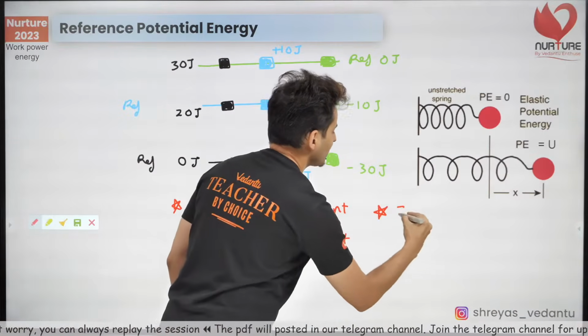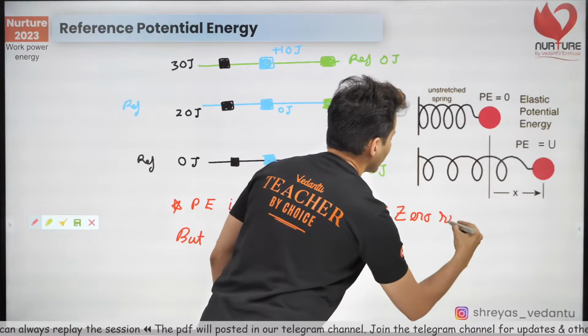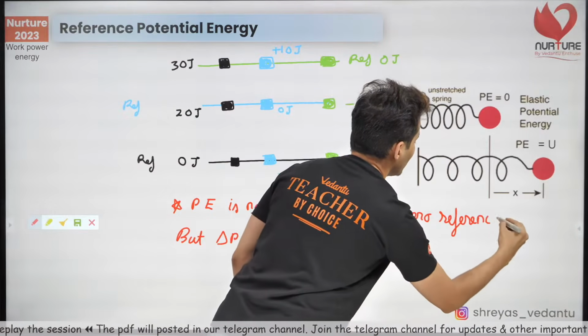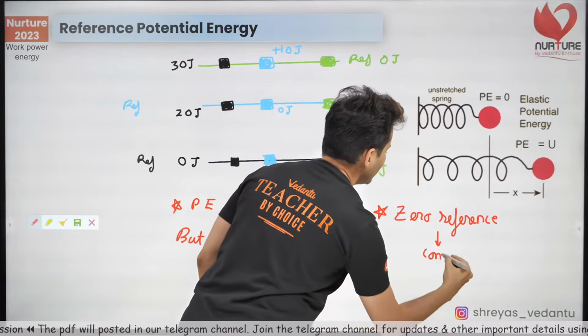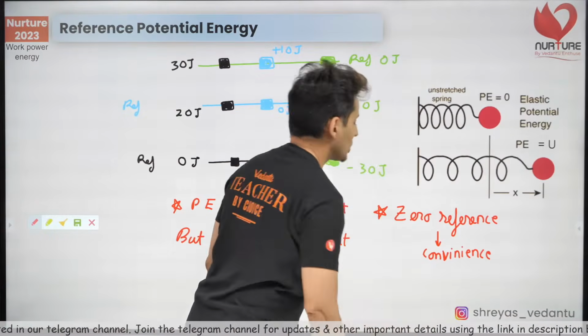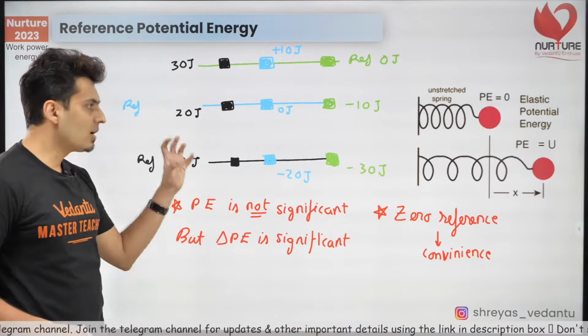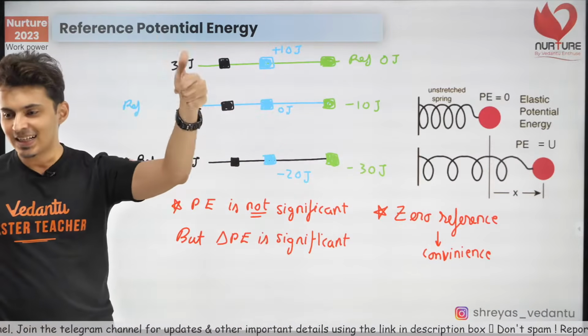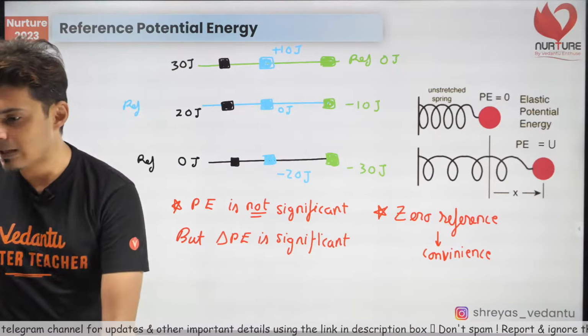So you can choose any 0 reference as per convenience. Remember that. So 0 reference is that situation which has 0 potential energy. Is that now clear? Everybody clear?